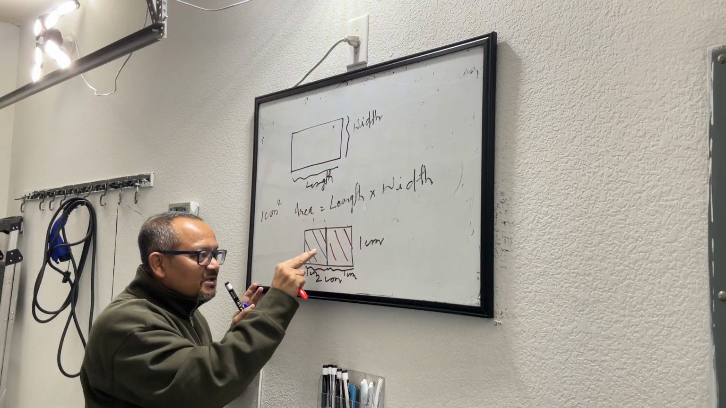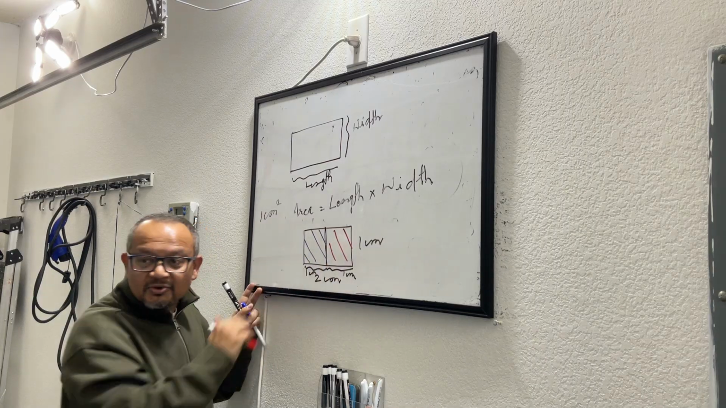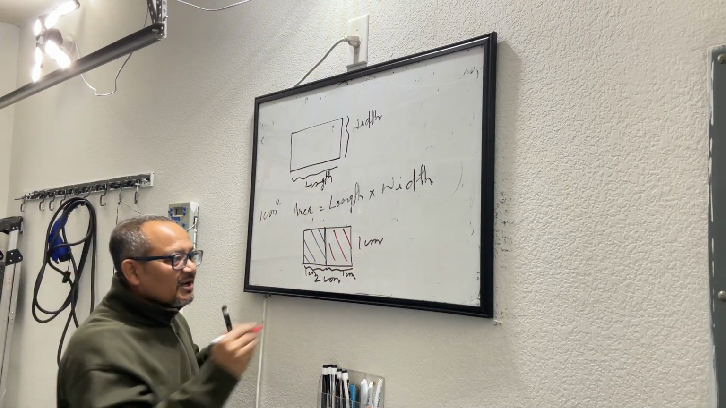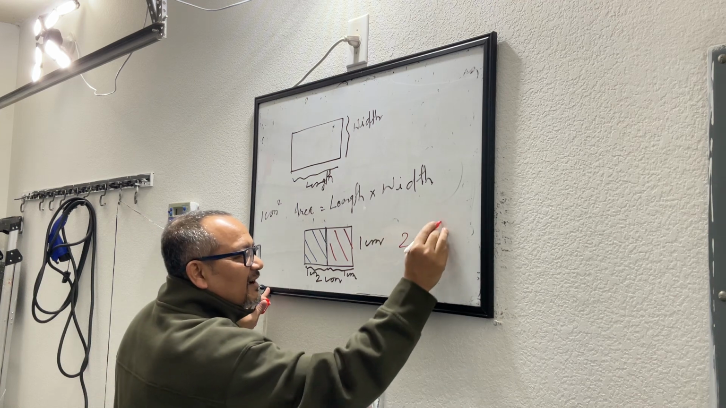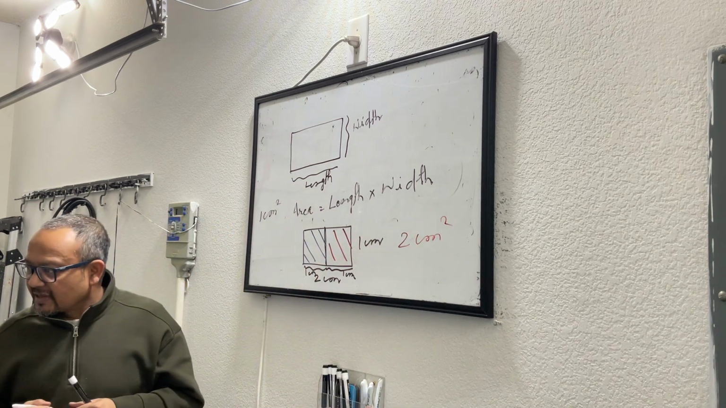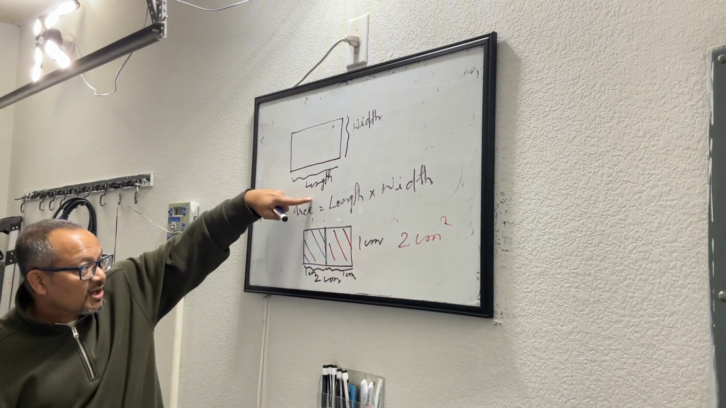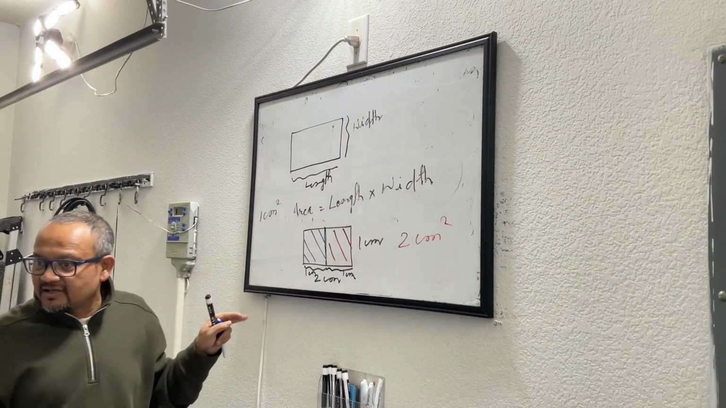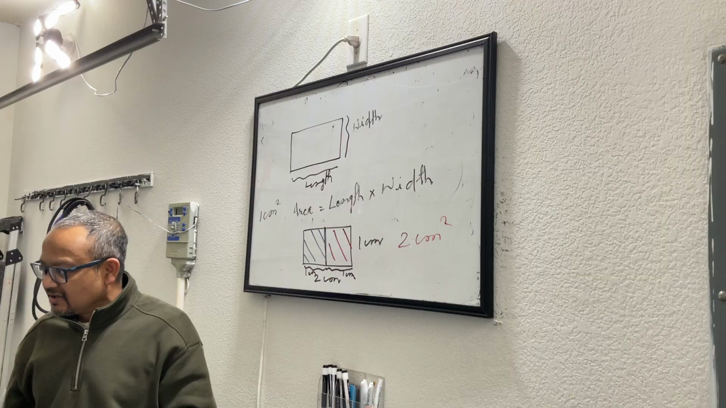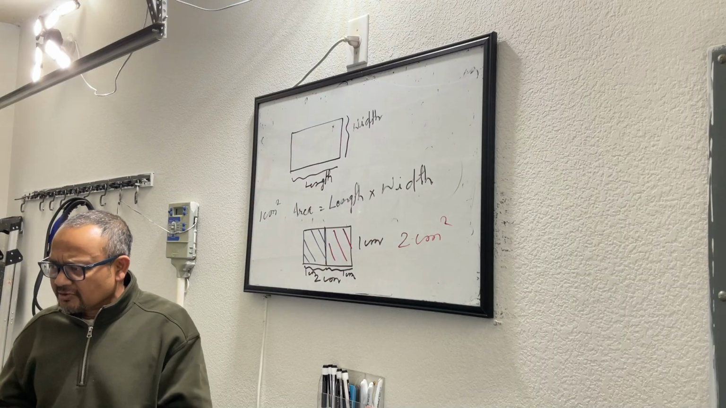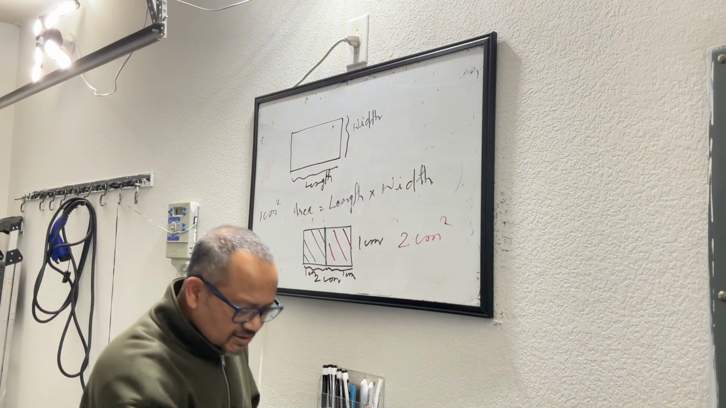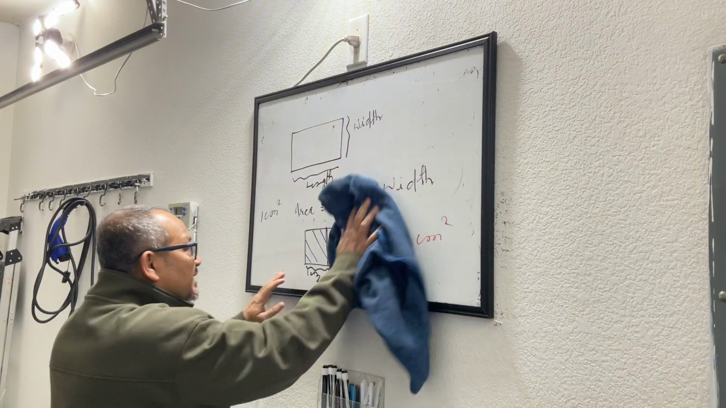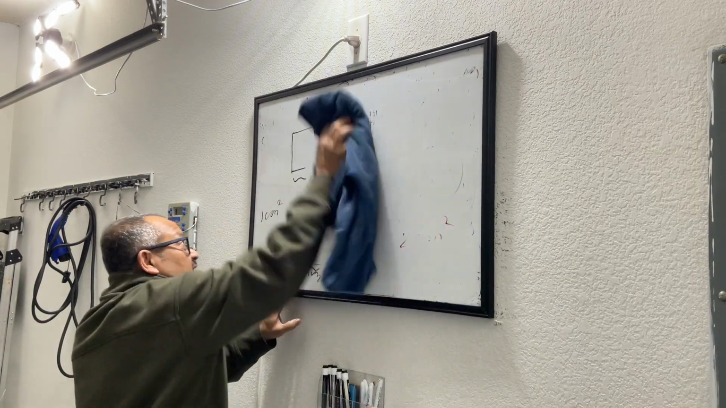This is 1 centimeter square. This is 1 centimeter square. That became 2 centimeter squares. That will be my area. And if you relate it with this formula, 2 times 1, 2 centimeters square, that's the area of this guy. Length times width. Yeah? Does it make sense or no? I will just show you guys one more example and then probably it will make a lot more sense.